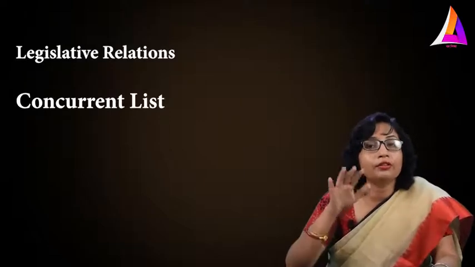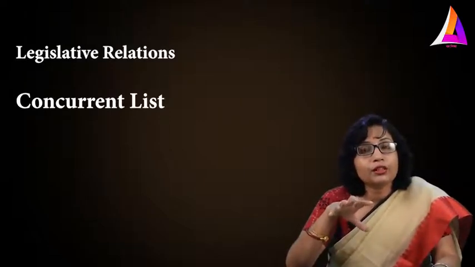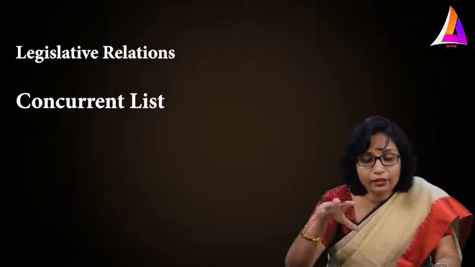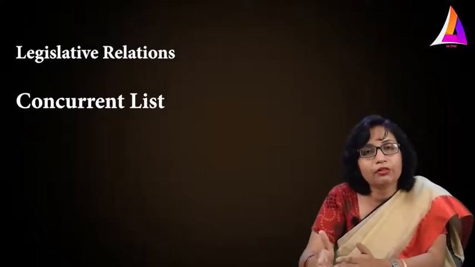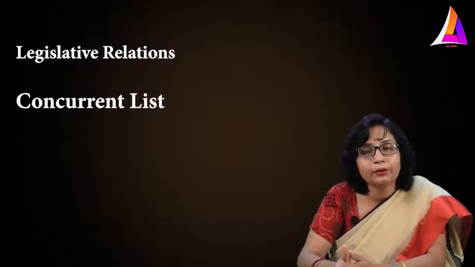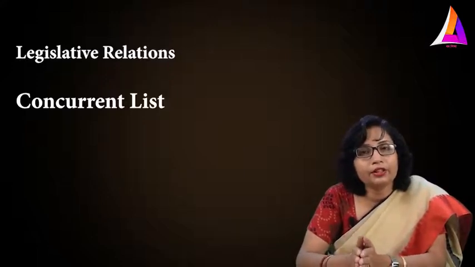Next I am going to tell you about list 3 or the concurrent list. First, you have to know what the meaning of the concurrent list is. Concurrent list means that which gives both the union government, the parliament, and the state legislature the power to legislate and take decisions on the subjects.